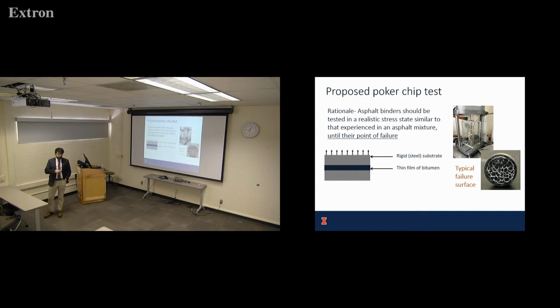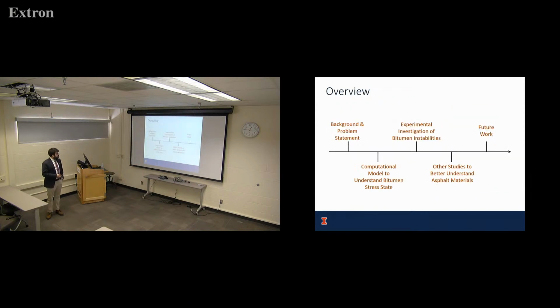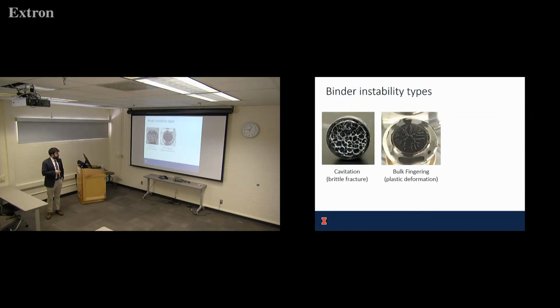So this typically comes with a stress strain curve, but the next part of the study we wanted to investigate a little more and understand why we're getting what we're getting here in this test. So our experimental investigation. What we ended up doing, we found that binder has two main instabilities that occur.